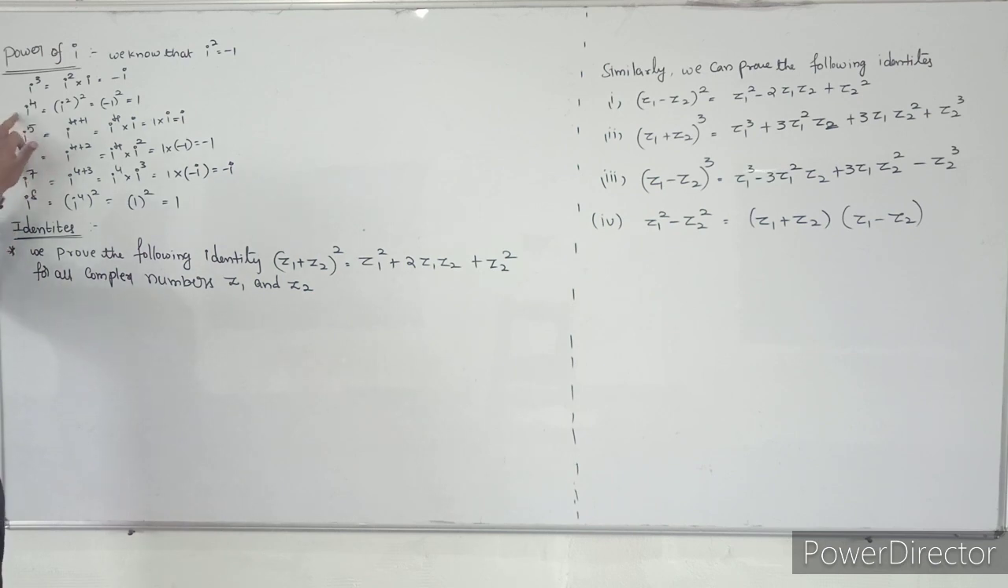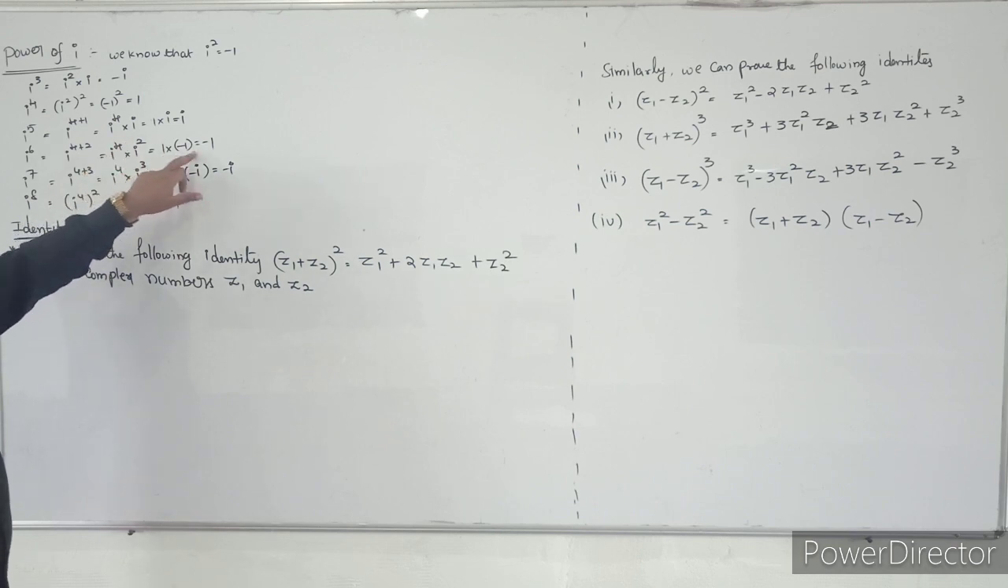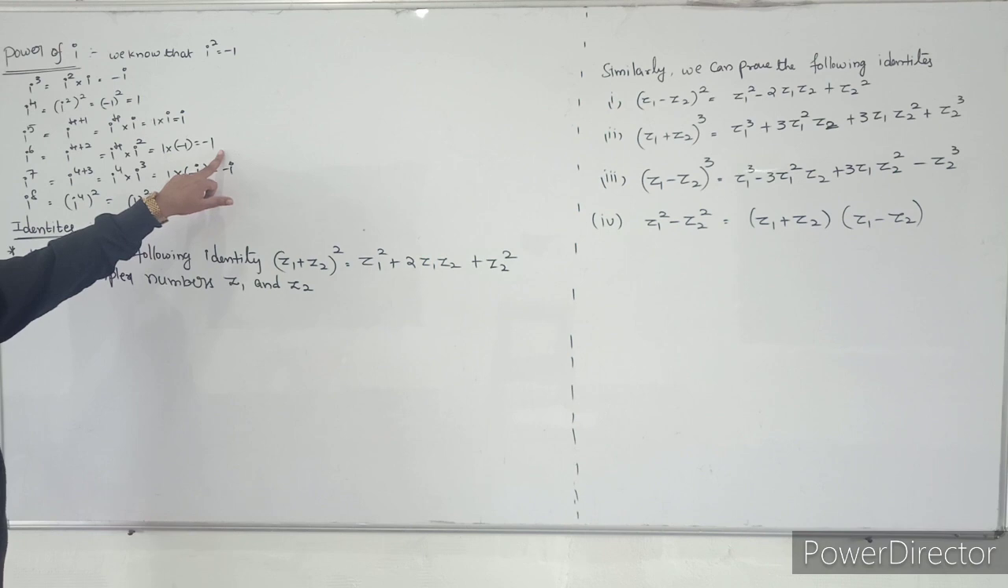I power 5 you can write as i power 4 plus 1. That meaning is i power 4 into i. So i power 4 is nothing but 1 into i. It will become i only. So i power 6, i power 4 plus 2. So i power 4 into i square. I power 4 value is 1, i square value is minus 1. So 1 into minus 1 will become minus 1.